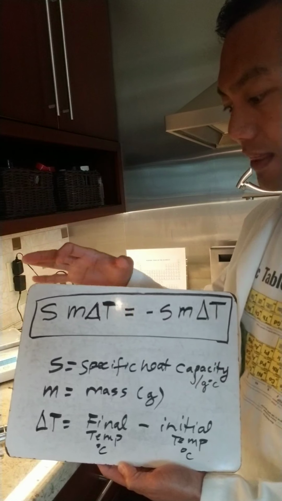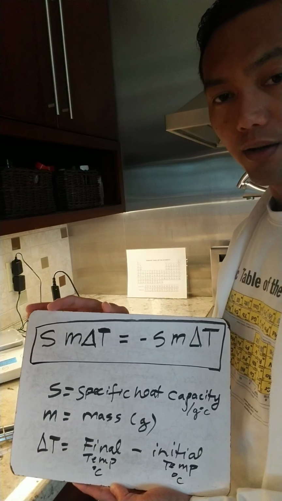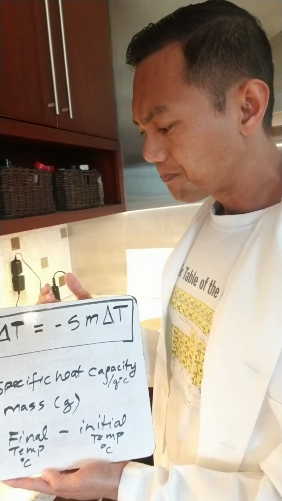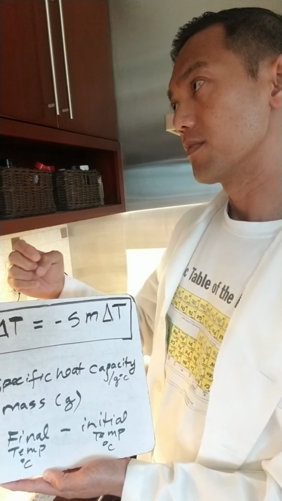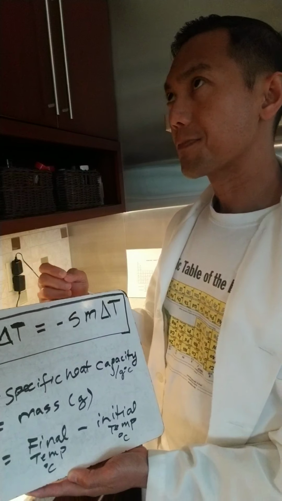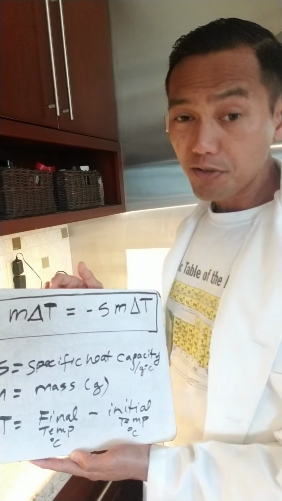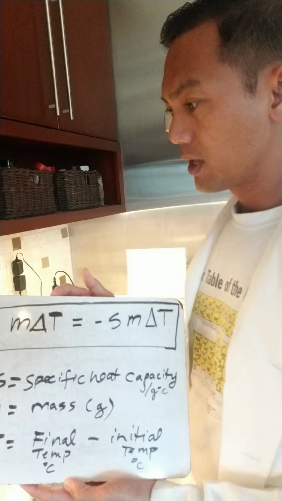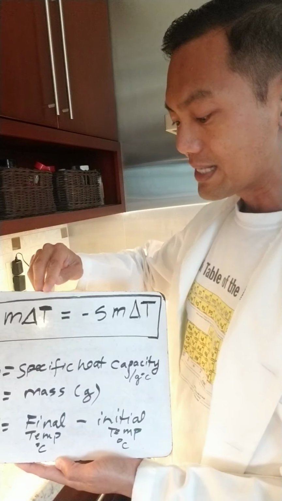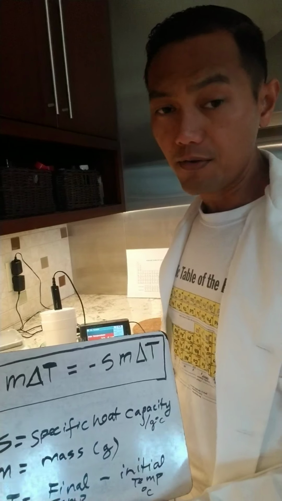You can think of it as this side is what's gaining energy, meaning the water. What's happening to the water will be on this side, because it's absorbing the energy coming from our metal that was heated. The delta T uses the initial temperature we've recorded, but the final temperature for both this side and this side will be the same, because whatever it fluctuates to, that must be the final temperature.